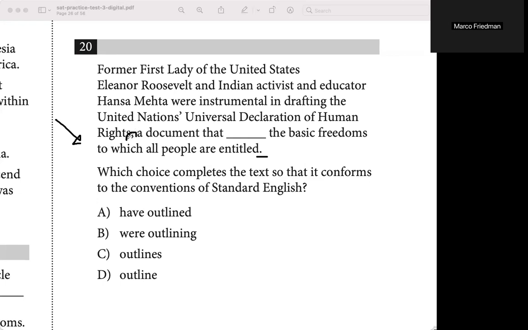Aha, we have a comma here. So let's read the sentence up until the comma. Former First Lady of the United States, Eleanor Roosevelt, and Indian activist and educator Hansa Mehta were instrumental in drafting the United Nations Universal Declaration of Human Rights. Okay, that makes sense, right? If I said this to you out of nowhere, randomly, that would make sense.